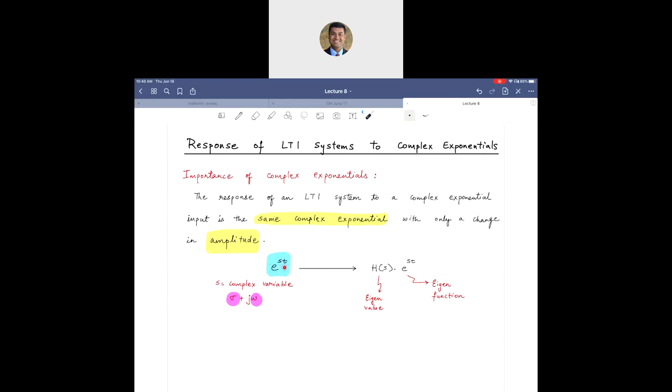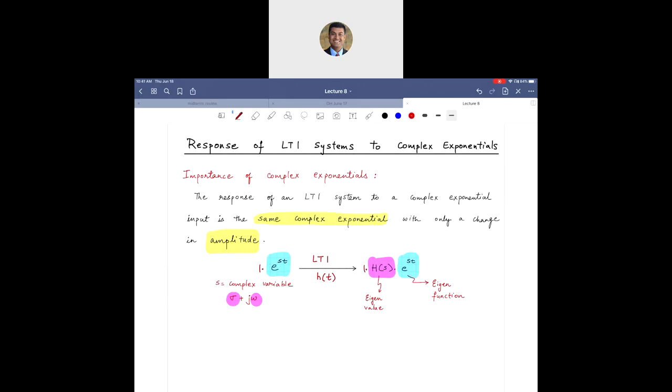T is your time variable. So it goes into this LTI system. Say you have an LTI system with some impulse response h of t, and h of t is provided. Then the output of the LTI system to this particular input is going to be the same complex exponential e raised to st, but there is going to be a change in the amplitude. The amplitude is going to go from 1 to 1 times H of s.